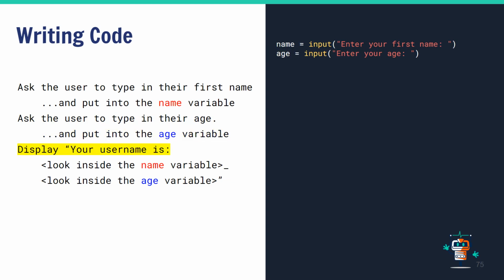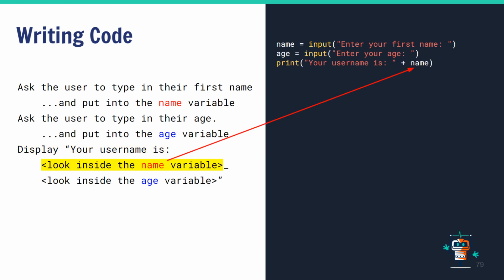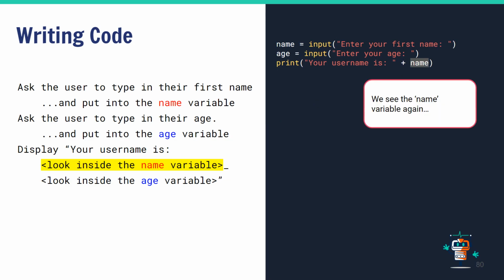Then finally, we can construct our username by displaying your username is. Here we're going to use the print function, your username is, and this is going to be immediately followed by what's inside the name variable. We're going to use the plus sign to join that piece of text, your username is, with whatever is inside the name variable. In order to look inside the name variable, we are just going to write down the name of the variable, name. You can see the name variable here again. Notice it doesn't have quotes around it and it's not followed by brackets. So it's definitely a variable.